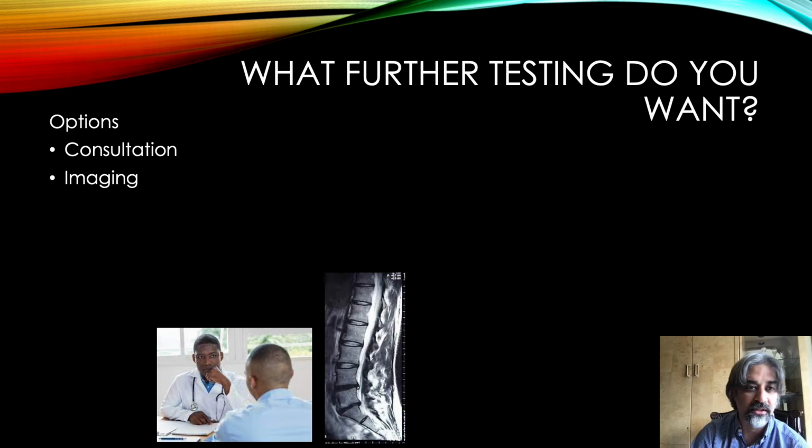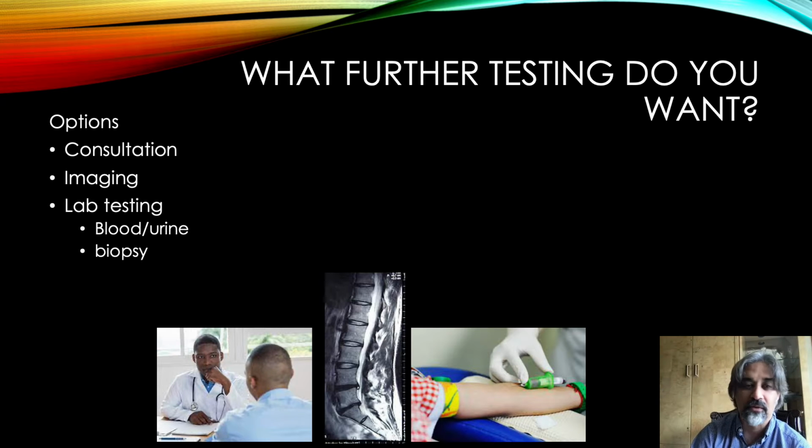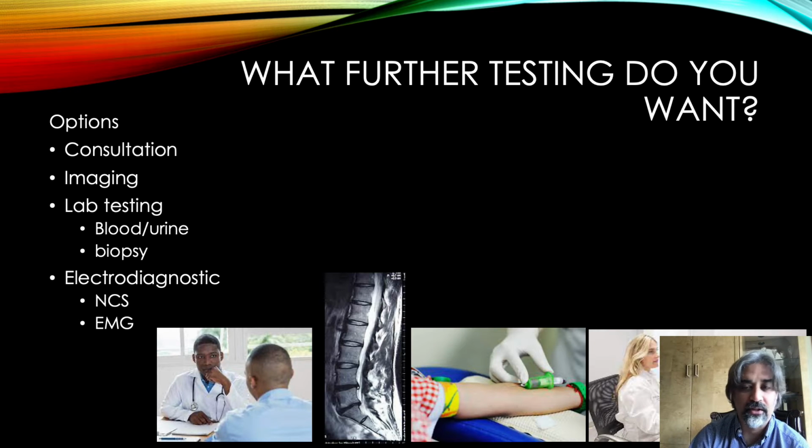Things that you could do are consultation, imaging, lab testing, and electrodiagnostic testing. Of these, which ones would you want first? Pause again, think about it. For me, I think nerve conduction studies would be the first thing. I would want to assess his radial nerve. And then EMG, which is putting a needle in there and looking for abnormalities.